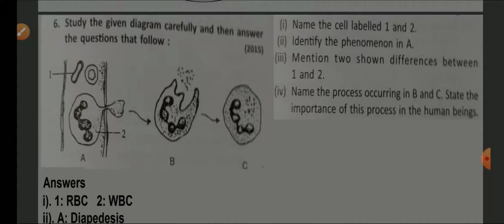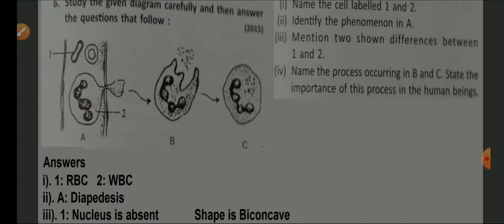So A is a blood vessel containing blood with the blood cells. Number 1 is RBC and number 2 is WBC. Sometimes here it is not mentioned perfectly. 1 is considered to be the platelet, but here the diagram shows, and the answer according to the board examination is RBC. The platelet diagram is something different, so it is RBC and WBC.